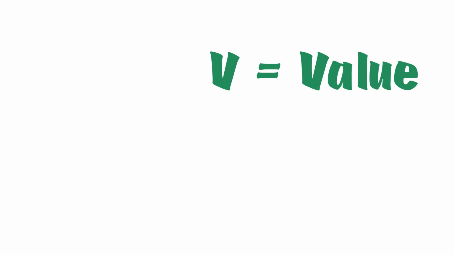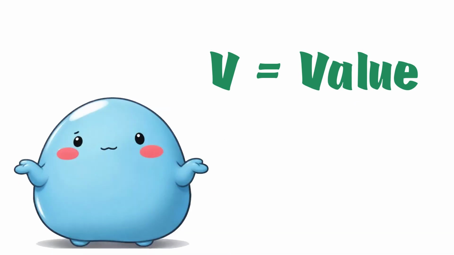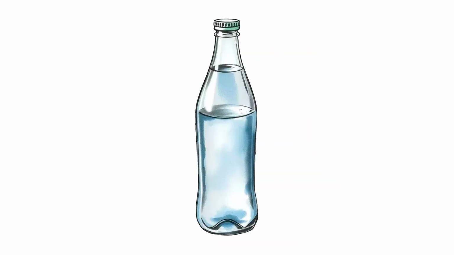V is for value. Value is how useful, important, or desirable something is to a person. A bottle of water may not seem very valuable when water is easy to find, but after hours of walking on a hot day, that same bottle may feel extremely valuable. Value can also be different from price. Something may have a high price for very little personal value. Another item may cost very little but be very meaningful. This is why people are willing to pay different amounts for different products.